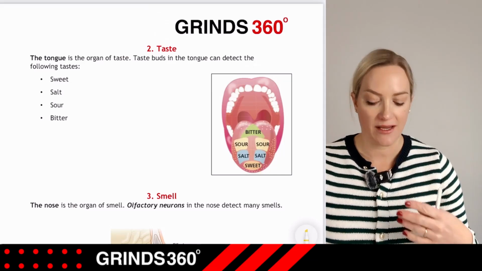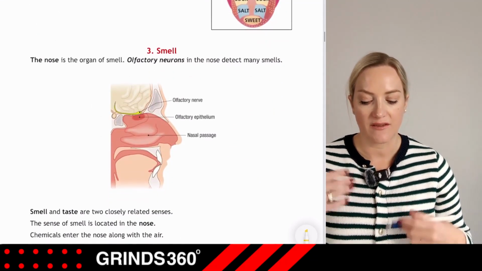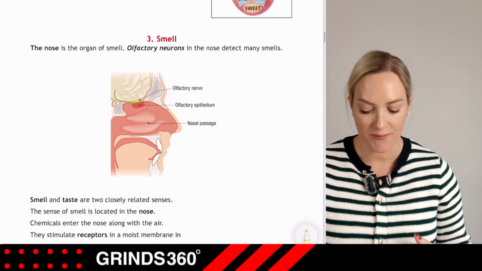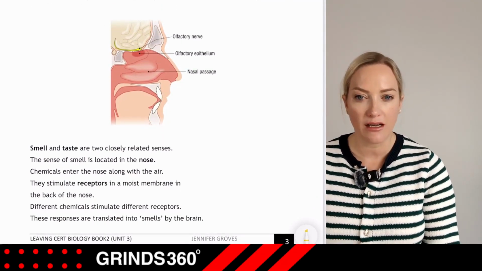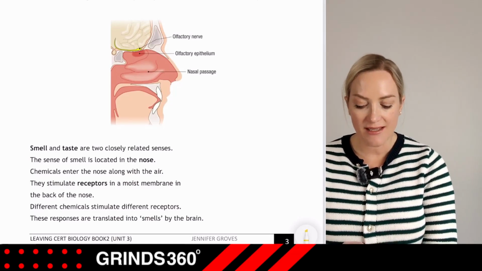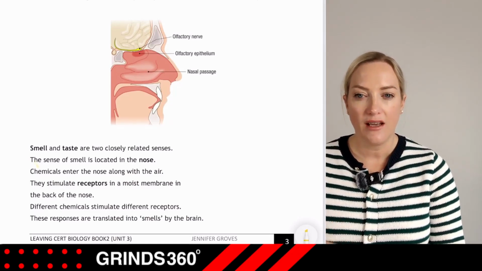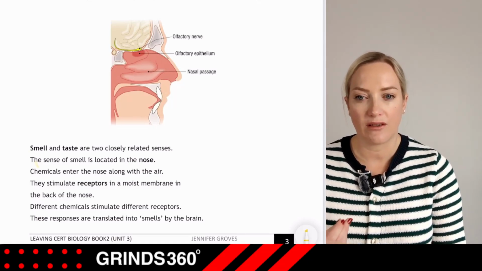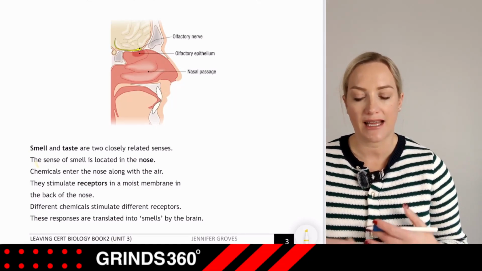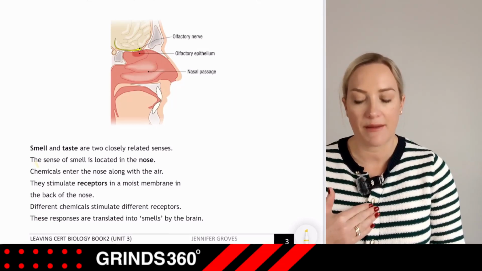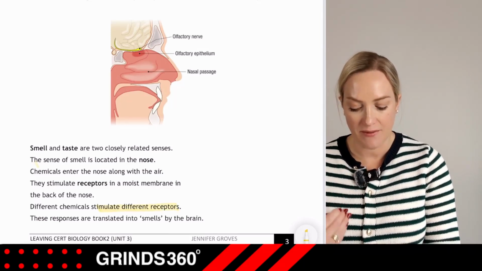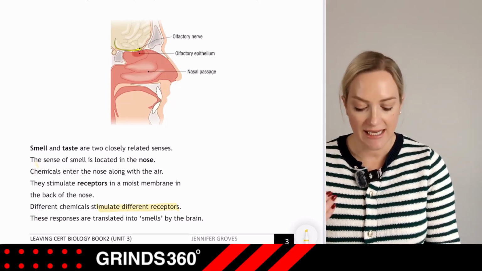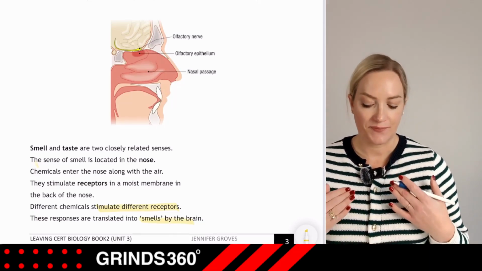Which brings us on to smell. Our nose is the organ of smell. The olfactory neurons are in the nose, and these detect the smell. Smell and taste are both closely related senses. The sense of smell is located in the nose. Chemicals will enter the nose along the air, and they will stimulate receptors in moist membranes at the back of our nose. Different chemicals stimulate different receptors, and these responses are then translated into smells by our brain.